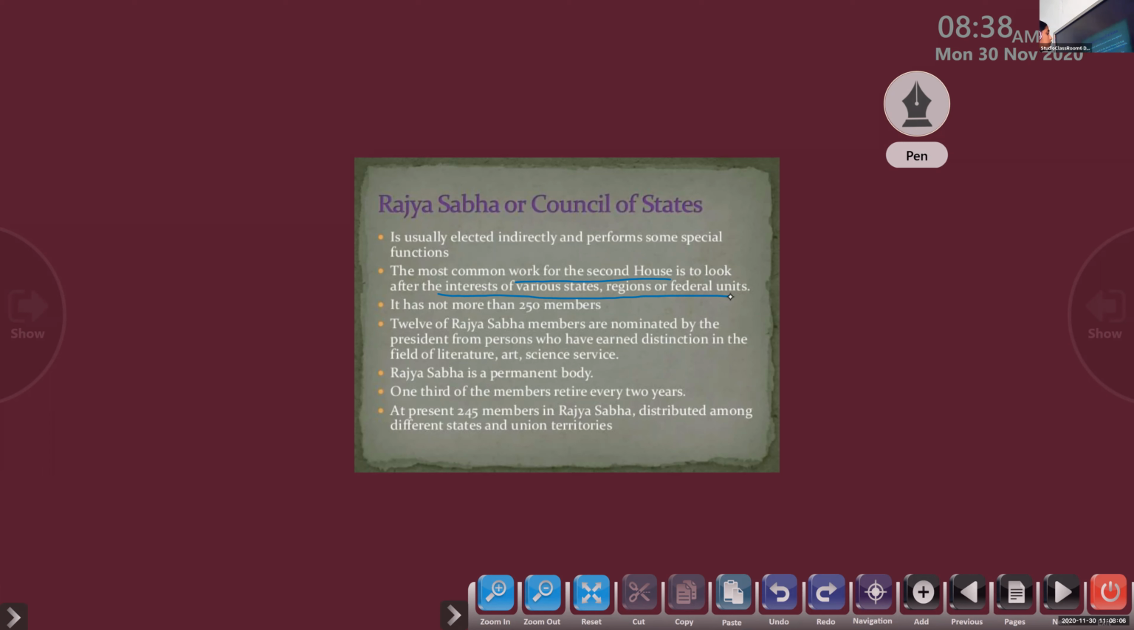It has not more than 250 members. Out of these 250 members, 12 are nominated by the president from persons who have earned distinction in the field of literature, art, service, etc. You remember, children, Sachin Tendulkar was a member of Rajya Sabha, because of his contribution to sports. So the maximum strength of Rajya Sabha is 250, and out of that, 12 members are nominated by the president.